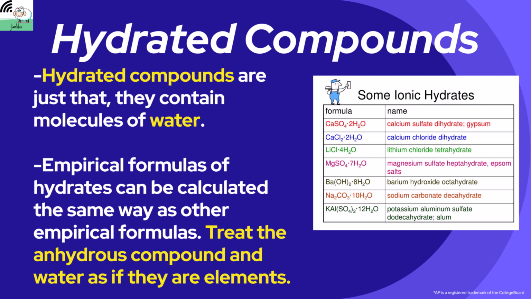What we do is we just treat the anhydrous compound and the water as if they are separate individual elements within the compound. So for example here, I would do the same work with the empirical formula calculation. I would just consider, rather than, let's say, S and F as separate entities, I would consider CaSO4 and H2O as separate entities. So you do the empirical formula calculations in a very similar way. You just focus on the anhydrous compound, that is the chemical formula before the water, and the water as separate entities as you do the empirical formula calculation.